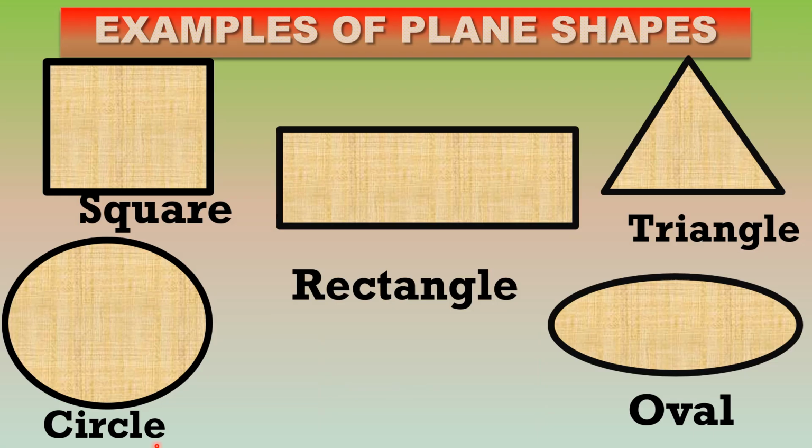Can you name some plane shapes? This figure is called square. This figure is called rectangle. This figure is called triangle. This figure is called oval. And this is called circle. All these are plane shapes. So, some examples of plane shapes are square, rectangle, triangle, oval, and circle.